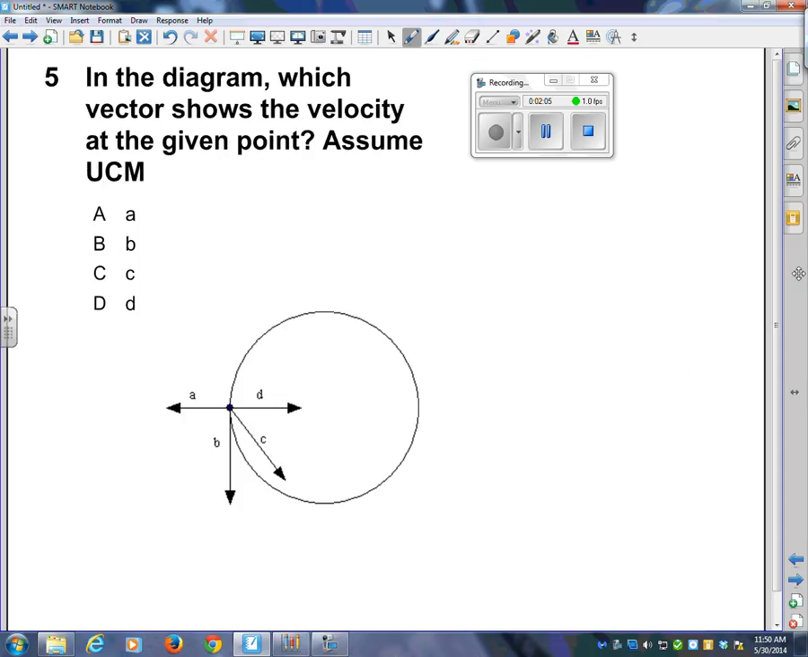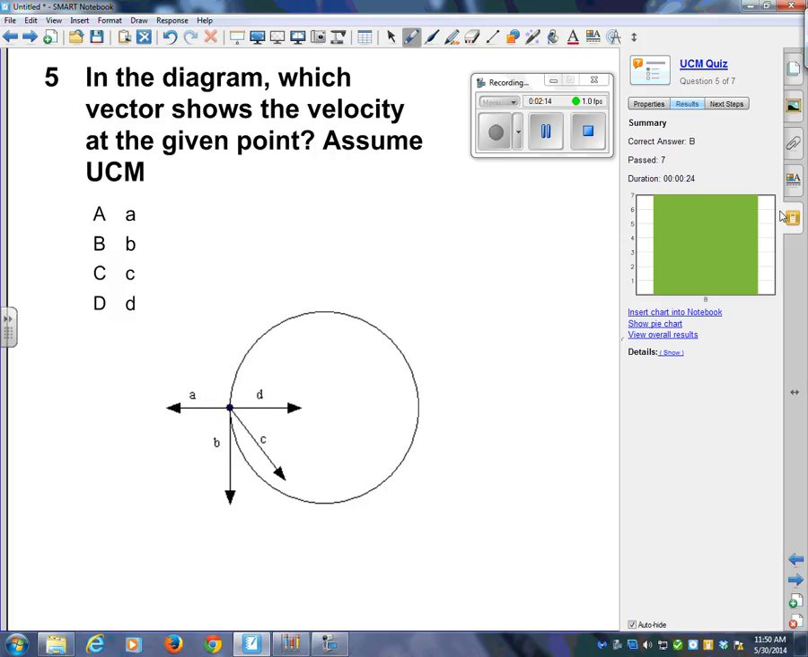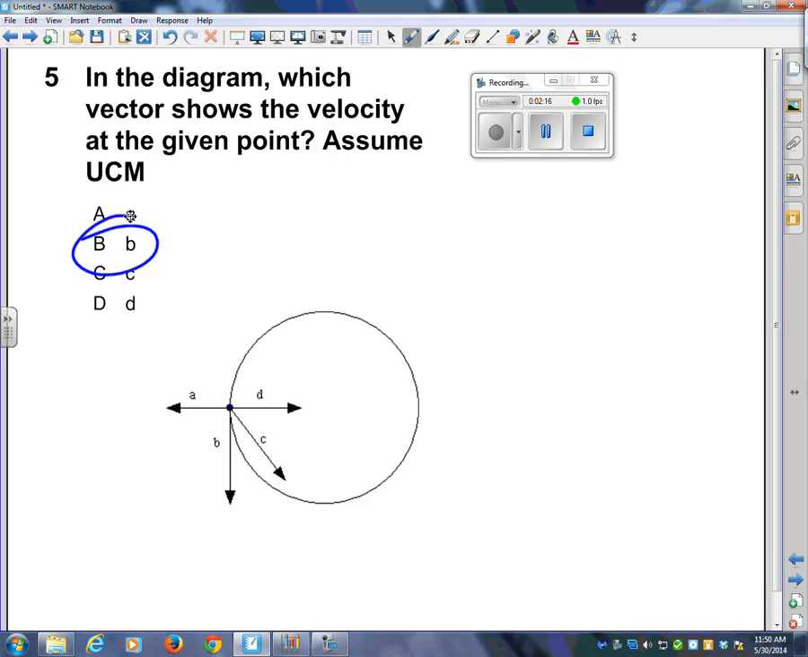In the diagram, which vector shows the velocity at the given point? Correct answer is B. The velocity there is tangent, right?